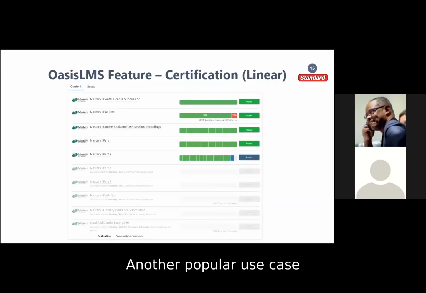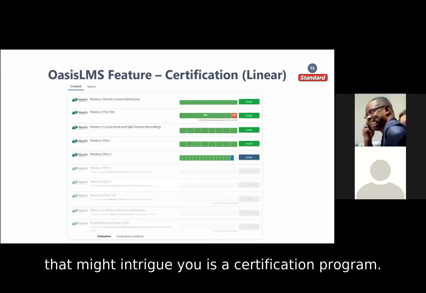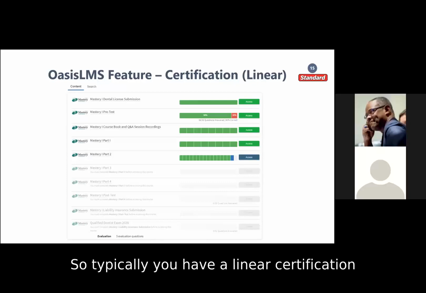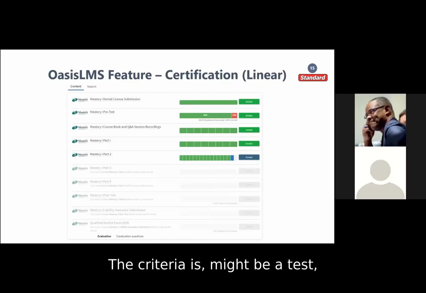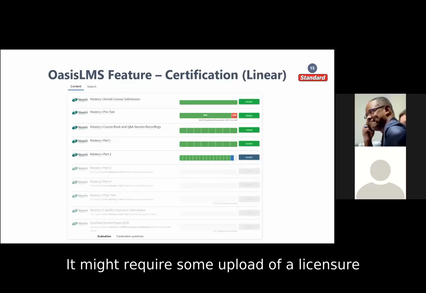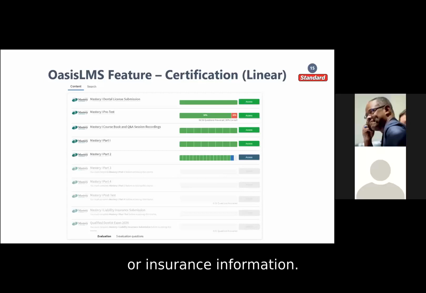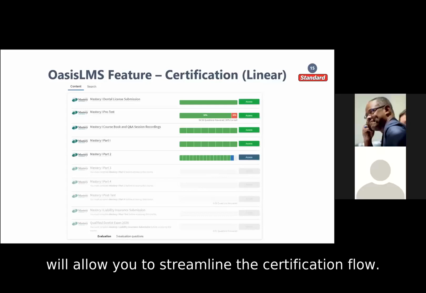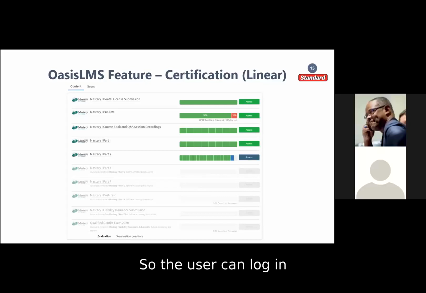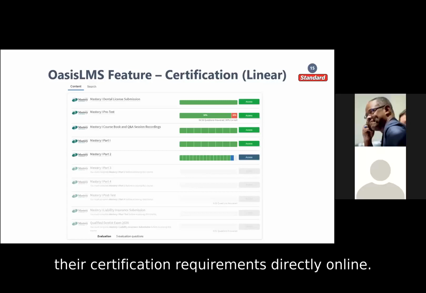Another popular use case within the learning management system that might intrigue you is a certification program. Typically you have a linear certification where the user has to complete a set of criteria. The criteria might be a test, some online learning, or a final exam. It might require an upload of licensure or insurance information. The exact requirements for the certification will vary from situation to situation, but a learning management system such as ours will allow you to streamline the certification flow so that the user can log in and meet all their certification requirements directly online.